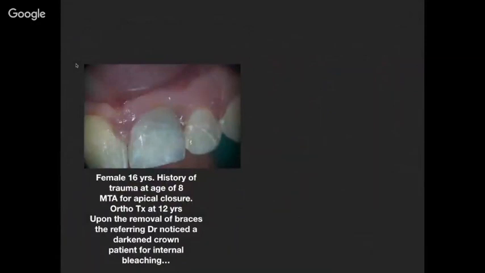So here is the third case, where the patient is a female of 16 years. She had a history of trauma at the age of 8, and MTA was used for this patient for apical closure. You can see that there is a discoloration of the crown, maybe because of the MTA that was placed. An orthodontic treatment was followed, and the patient was referred for that dark tooth and for bleaching, to reestablish the look for the patient.